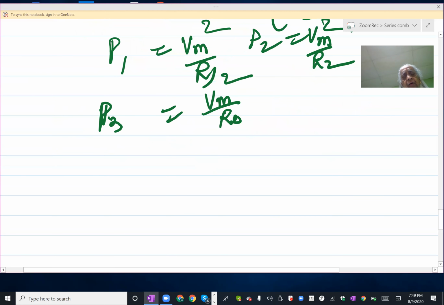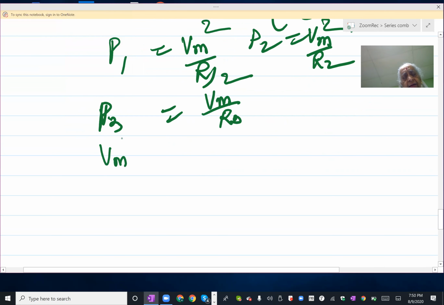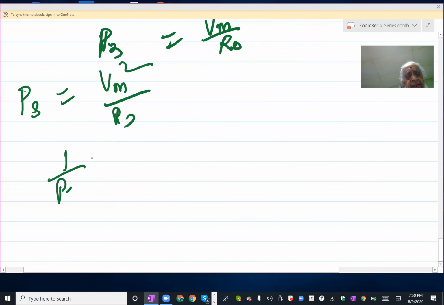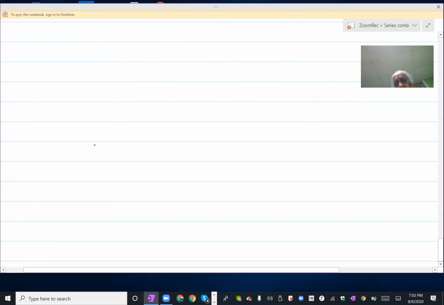Therefore, 1 by Ps will be V marked squared by Rs, which is equal to the power of the series combination. Now 1 by Ps will be Rs by V marked squared. This we will do in detail in the next class. Because it's a new concept, it is just now flashing in me. We will do that in the next class as a continuation after we have finished the parallel resistances.